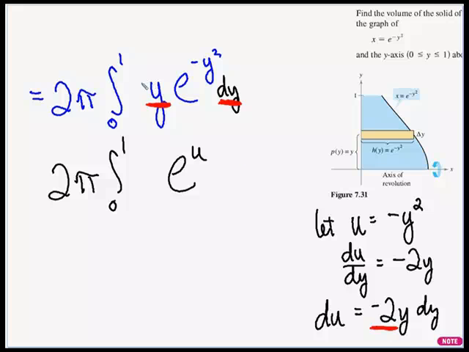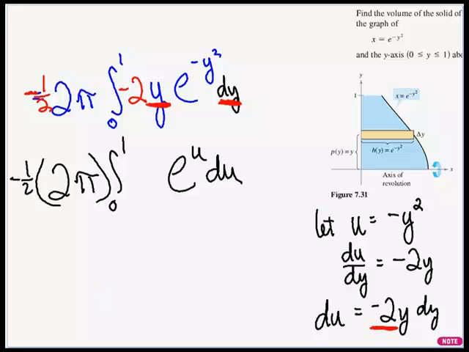We're going to have to tweak our integral with the negative 2 to the right of the integral sign, and we can't just do that willy-nilly. We have to balance it out front with negative 1/2. So negative 2y dy becomes our du. And out here we have our negative 1/2.